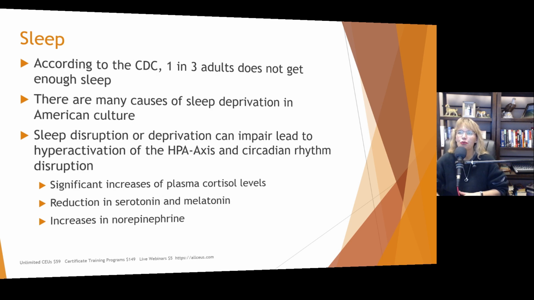According to the CDC, 1 in 3 adults does not get enough sleep. There are many causes of sleep deprivation, but sleep disruption or deprivation can impair the body and lead to hyperactivation of the HPA-Axis and circadian rhythm disruption. This results in significant increases in the short term of plasma cortisol levels. The body's trying to adjust and help you stay awake when you're supposed to be awake. Reduction in serotonin and melatonin, which makes it even harder to get to sleep that night, and increases in norepinephrine.